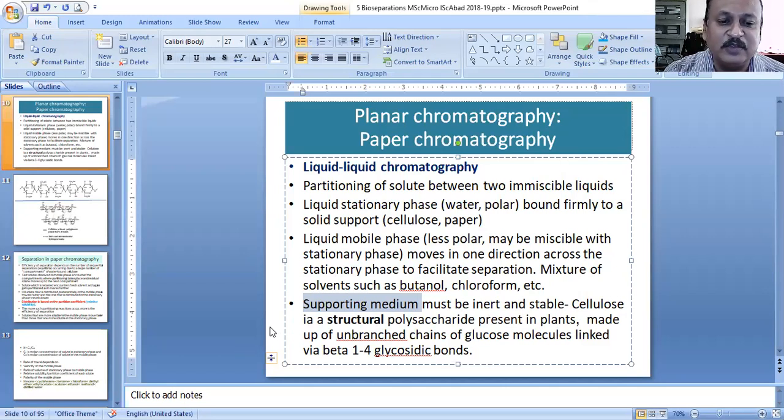Cellulose, everybody knows that it is a polymer which is found in plants. It is a structural polysaccharide, and it is made up of glucose molecules. So the monomer composition is just glucose, and these glucose units are linked to each other by beta 1,4 glycosidic linkages, isn't it? Everybody knows about it.